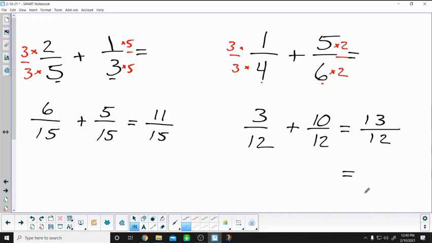Well, that's an improper fraction, and some people don't like improper fractions, so we'll convert it over to a mixed number. 12 goes into 13 one whole time with a 1 left over. And so 13 over 12 is equal to 1 and 1/12. And so that is how you add fractions with uncommon denominators.